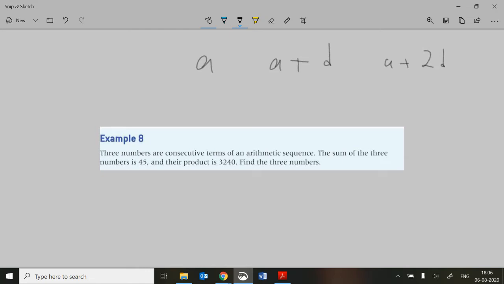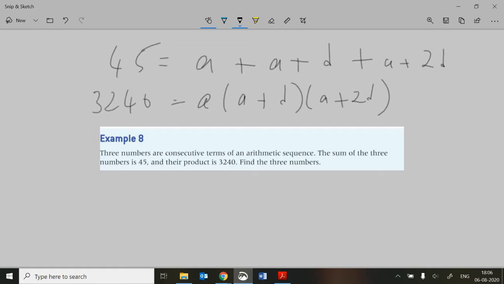The sum of the 3 terms is 45. Oh, right, okay. Sum of those is 45. And their product is 3,240. Oh, it's a nice question, this one. Okay, so if we times these 3 things together, then we get the answer of 3240. Well, we might need to simplify that first line.